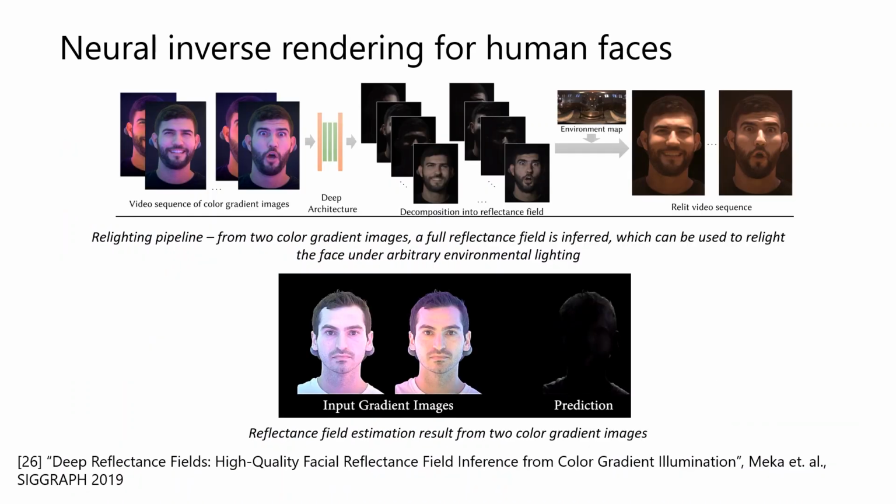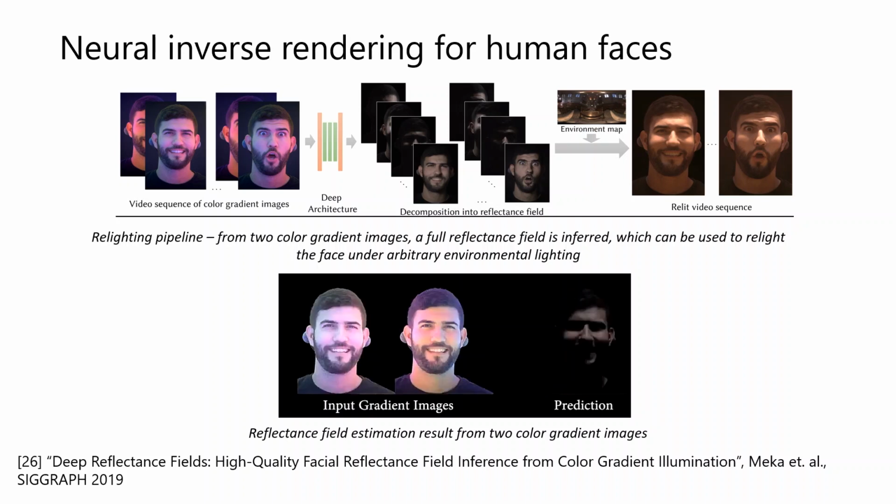More recently, we have used the light stage to acquire very high quality facial reflectance fields using a particular lighting condition known as the color gradient illumination. The human skin has complex reflectance which is difficult to model analytically. This method circumvents that problem by estimating a full reflectance basis for the face from just these two images. I'll go into a little bit more detail about this work.